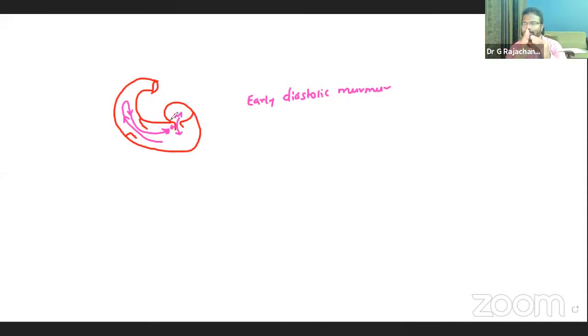So what happens to the valve? The valve is vibrated from both sides. This causes a vibratory or oscillatory murmur, which is called Austin-Flint murmur. The second murmur that we see in aortic regurgitation is Austin-Flint murmur.